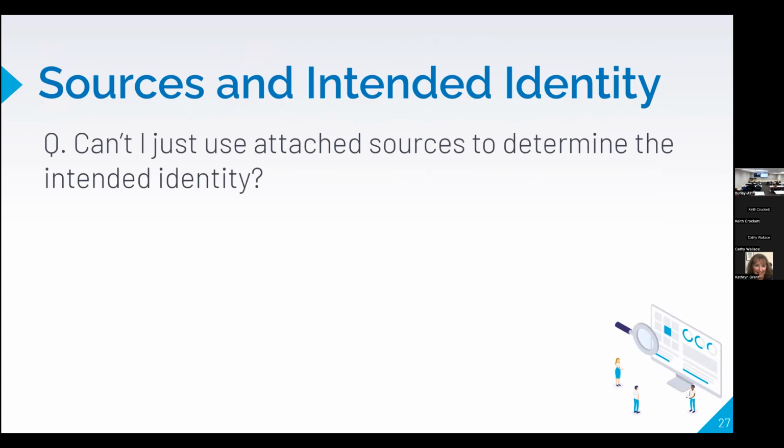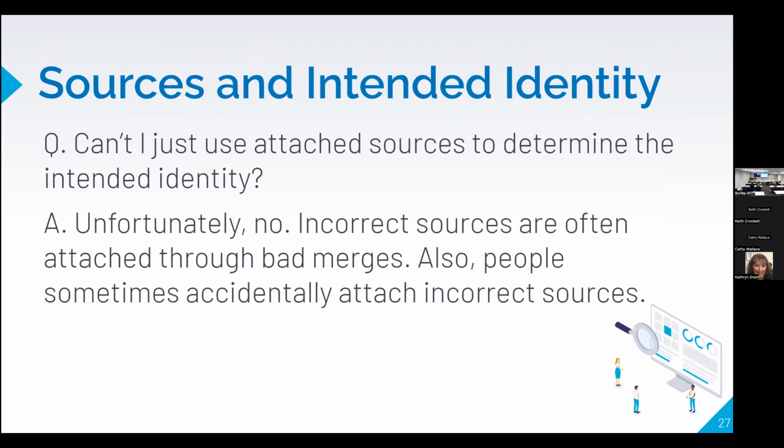So the question always comes up about sources and intended identity. I've had multiple people say, can't I just use the attached sources to determine the intended identity? You would hope that you could, right? The trouble is, in a shared tree, unfortunately, we can't rely entirely on the attached sources because incorrect sources are often attached through bad merges.